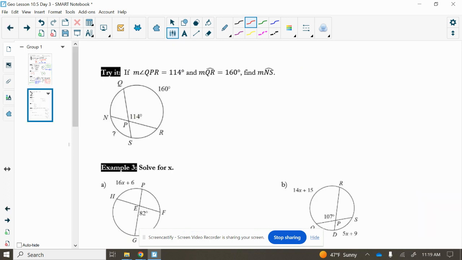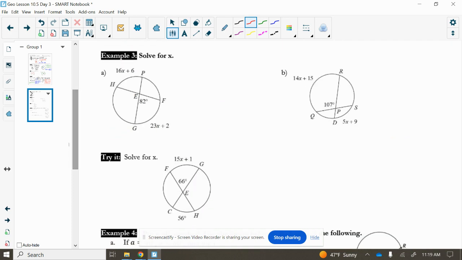On the back, there is one for you to try already labeled. This time you are solving for the value of arc and S. Our third set of examples this time is dealing with us solving for variable x.